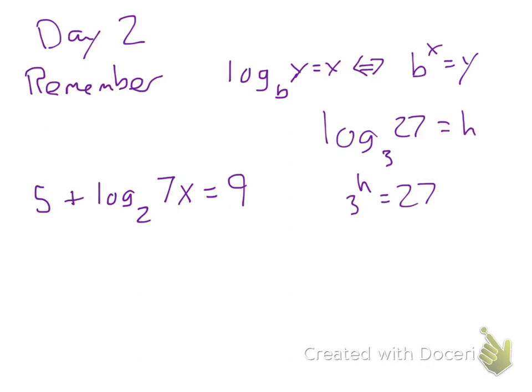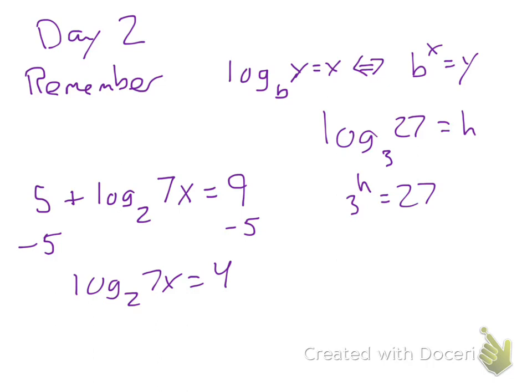Now the biggest thing about these types of equations, there's a log in it. We don't like logs, we don't want logs, so we get rid of the logs. But to get rid of logs, you have to get it by itself. So number one, you have to isolate. It means get this thing by itself. Well, guess what? There's a 5 there. So I subtract 5 from both sides. I end up with log base 2 of 7x equals 4.